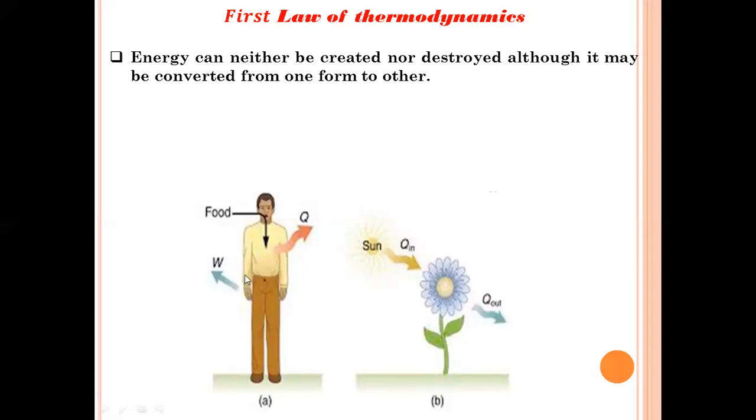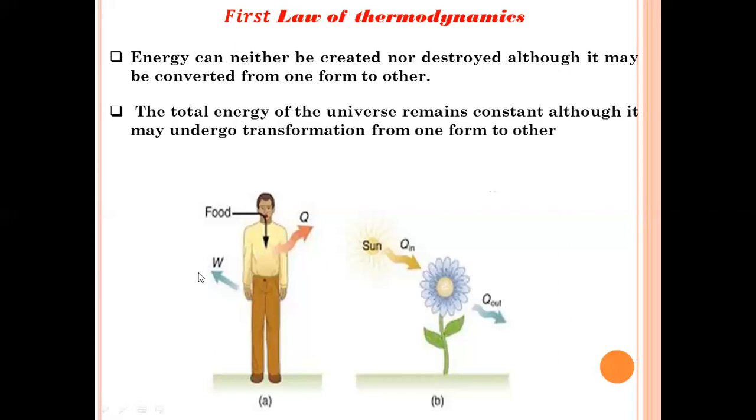When we perform this work, a certain quantity of heat is released from the body in the form of sweating. Likewise, the heat energy of the sun is utilized by a plant during photosynthesis, and after use some amount of heat is released from the plant. All this released heat remains within the universe, so we can say that the total energy of the universe remains constant, although it may undergo transformation from one form to another. This is given by the law of conservation of energy.